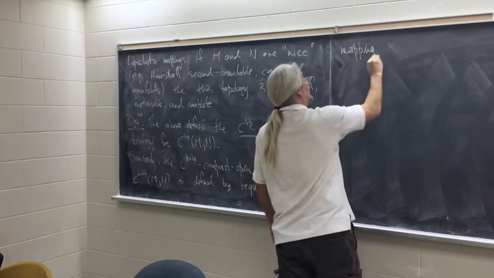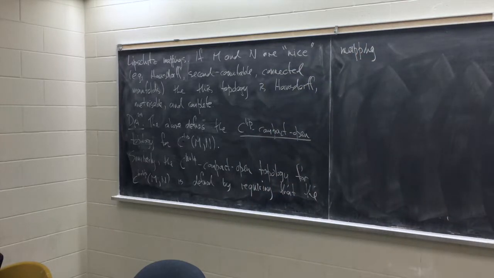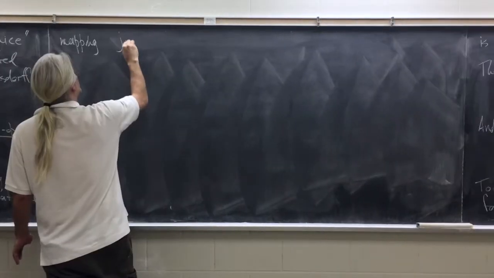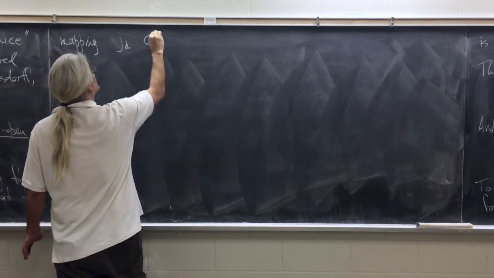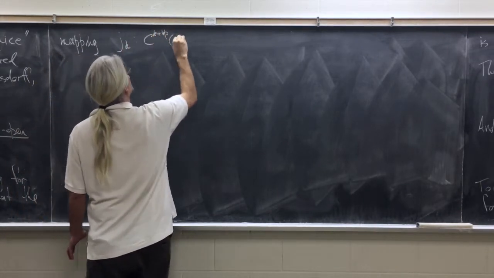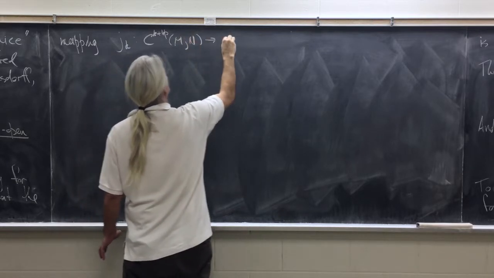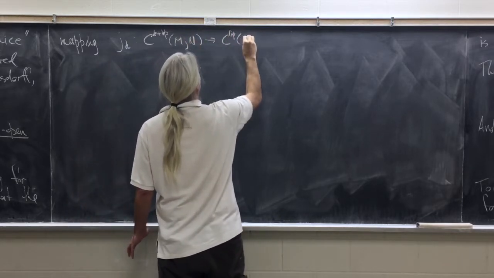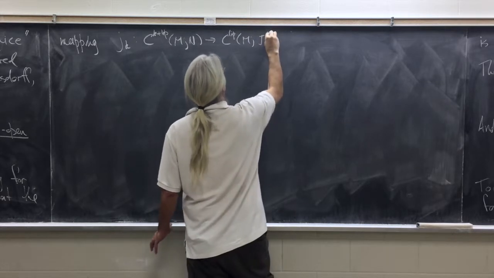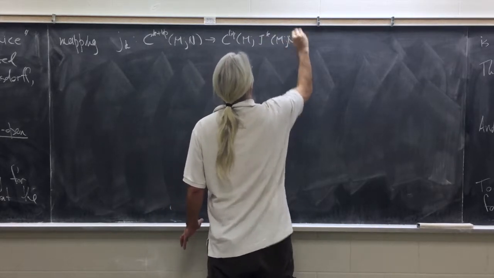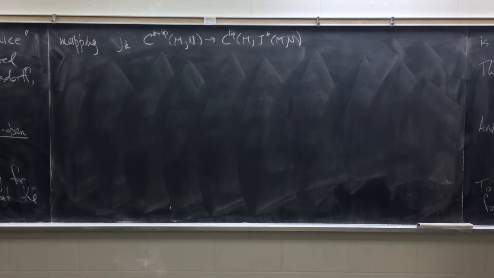Basically, a combination of the CK topology and the C-Lip topology. Okay, so I have this mapping that I already defined. If I take a CK plus Lip mapping and I differentiate it K times, I get a C-Lip mapping into the kth jet bundle.